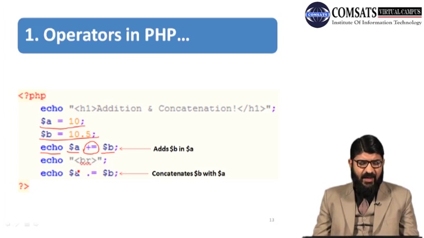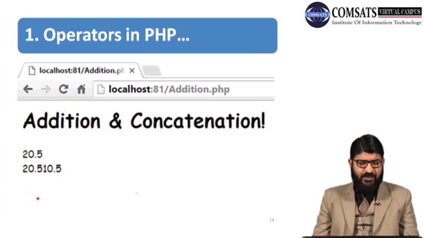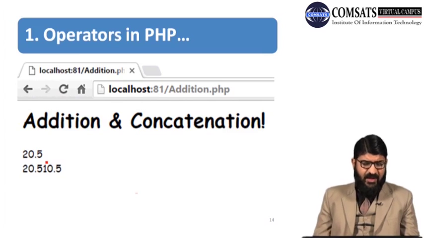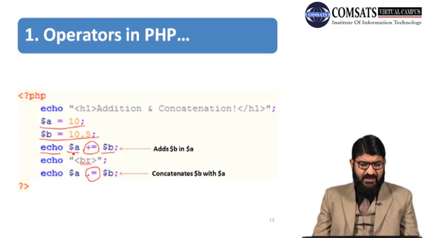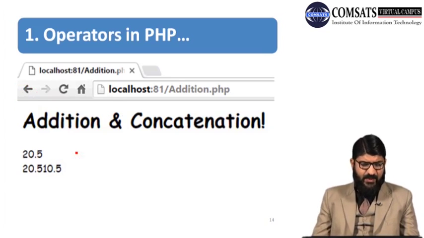Now there will be a line break, and now the second category is dot equals to, it means concatenation of B with A. So whatever the value will be in the B will be concatenated with A. So see the output, addition is 20.5 as the value of A is 10 and B is 10.5, and the second is now the A is getting the value. If you see over here, it is getting the value on A, that is this one, 20.5. So now concatenated it is 10.5.